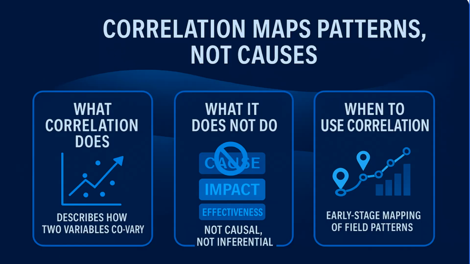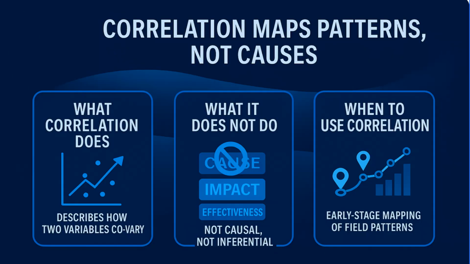Correlation does not test whether one variable causes the other. It does not test influence, impact, or effectiveness. It simply describes how two variables covary. This makes correlation especially useful when the goal is to map patterns in a field before moving into prediction or experimental work.